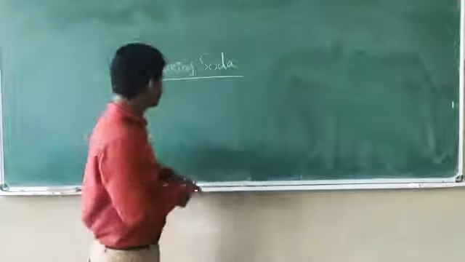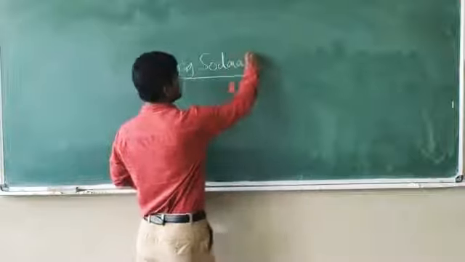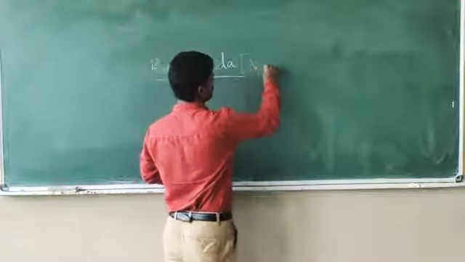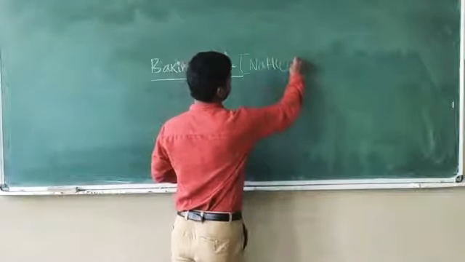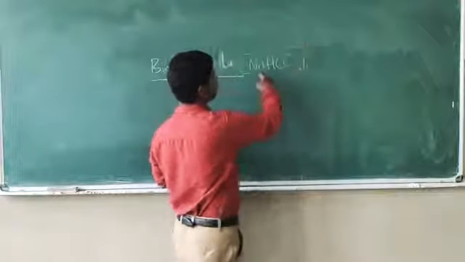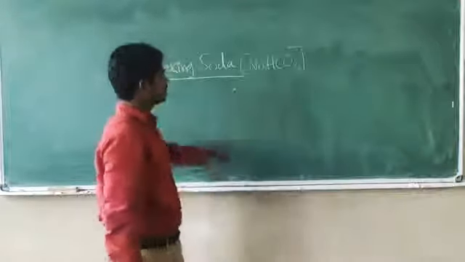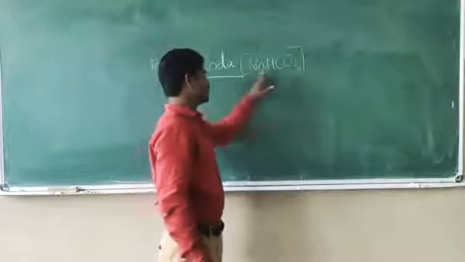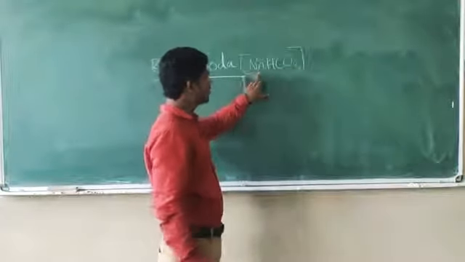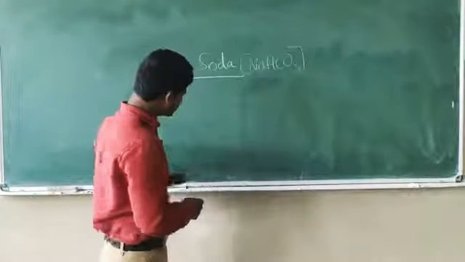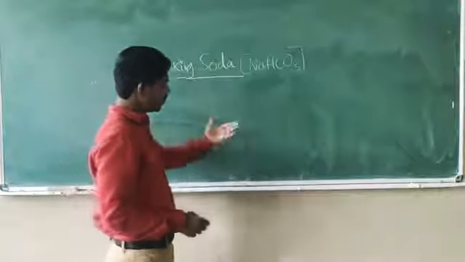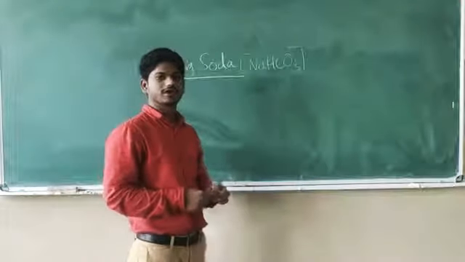The chemical formula of the baking soda is NaHCO3. That is sodium hydrogen carbonate. The chemical formula is NaHCO3, which is known as sodium hydrogen carbonate. Right? So, how is it prepared? How is sodium hydrogen carbonate prepared?